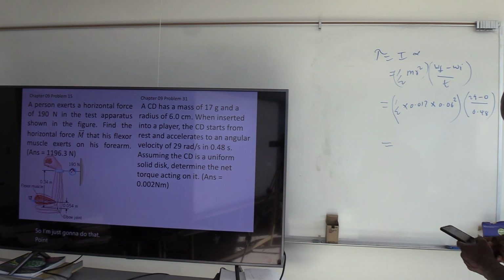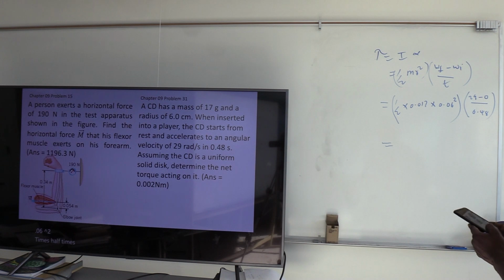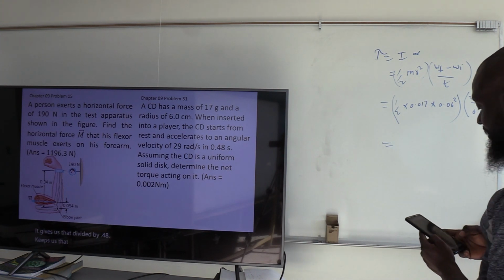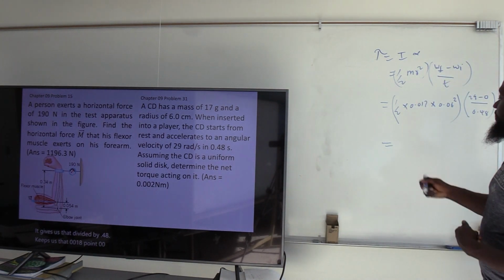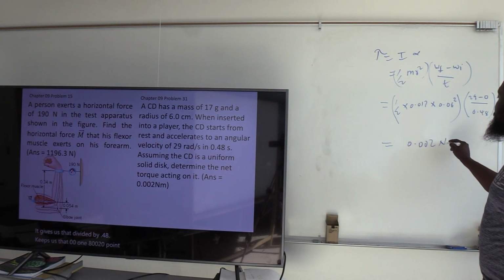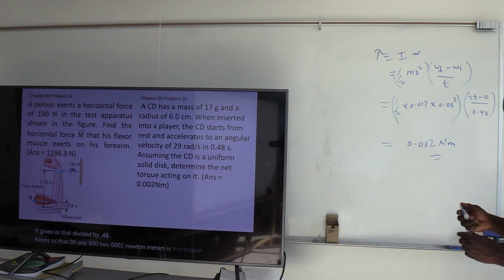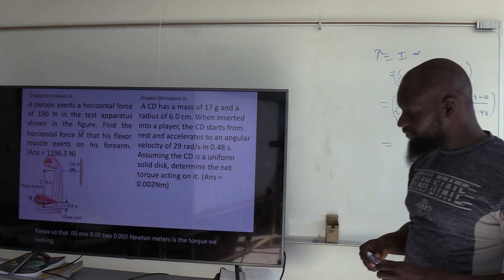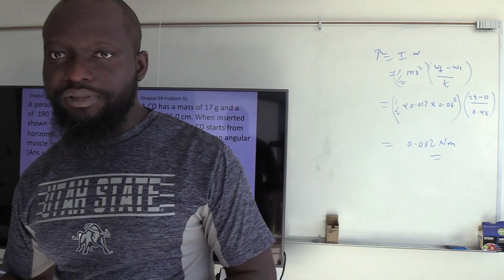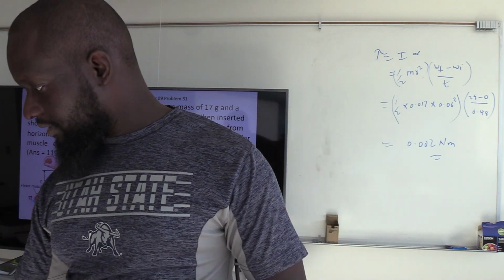0.06 squared times half, times 0.5, times 0.017. It gives us that. Times 29. It gives us that. Divided by 0.48. Gives us that. 0.0018, 0.002. 0.002 Newton meters is the torque we're looking for. Go to the next problem, see what the next problem says.